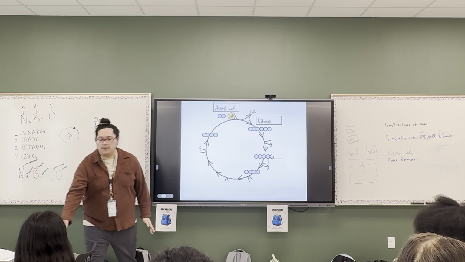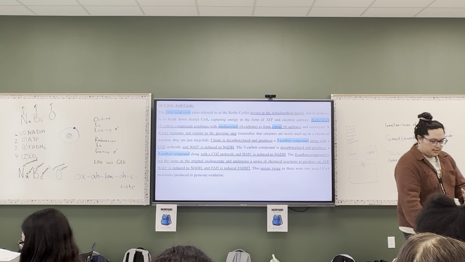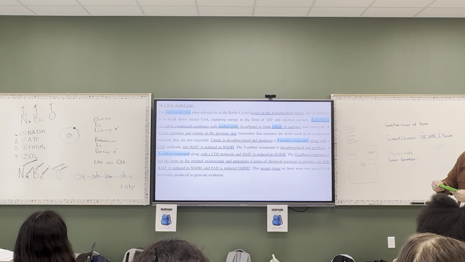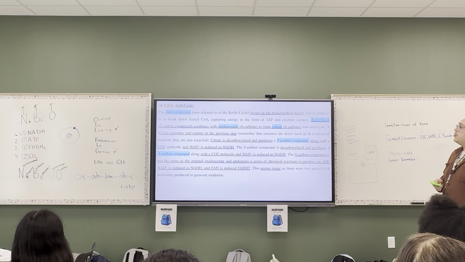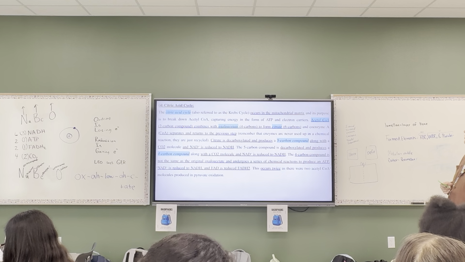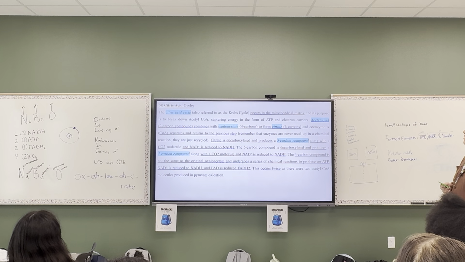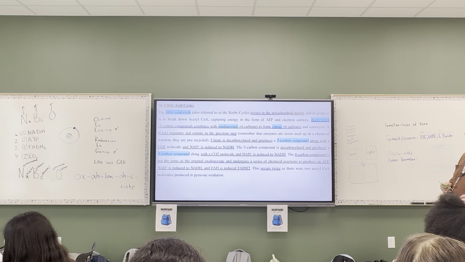Okay? So let's go ahead and go back and look at these different steps. Go ahead and read it for me, please. Matthew. Starting with the citric acid cycle. The citric acid cycle, also referred to as the Krebs cycle, occurs in the mitochondrial matrix, and its purpose is to break down acetyl-CoA, capturing energy in the form of ATP and electron carriers.